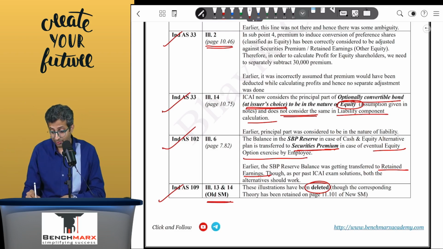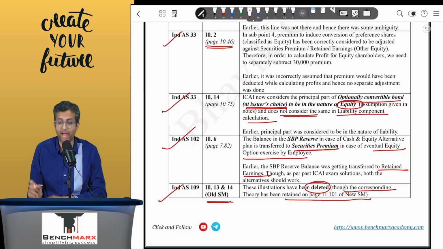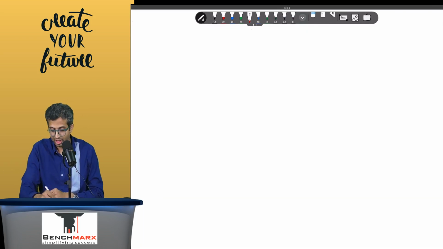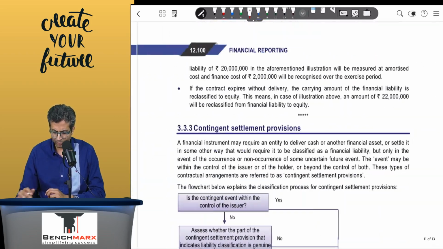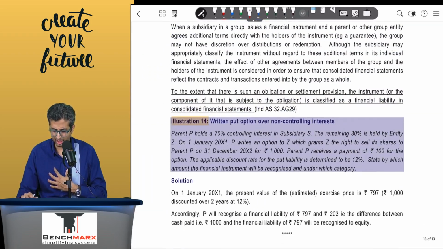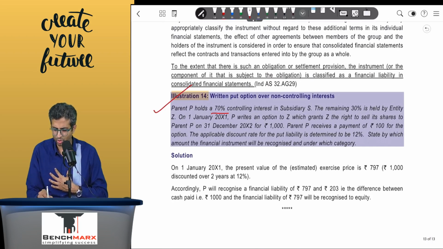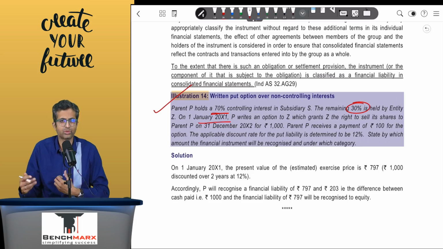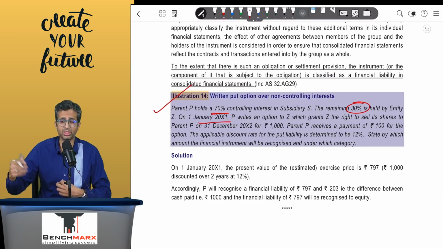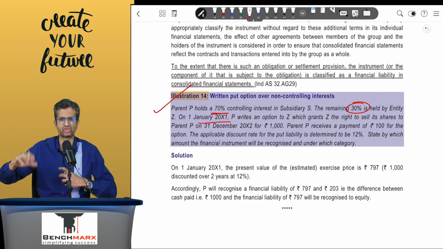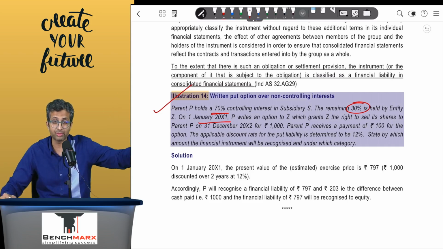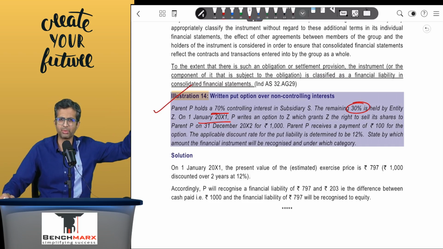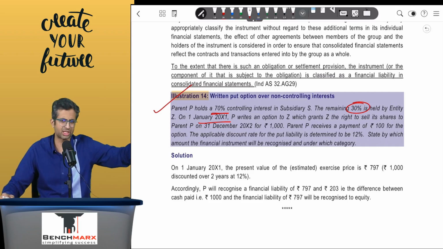The theory for this still continues to be applicable, in the sense they've retained the theory. So over here, if I bring that up in front of you, this is a question which you might have seen, where there was a parent holding a 70% stake, and the remaining 30% was held by some other company. We wrote an option to buy that share, for which a special case was applicable, where we had to record a liability, then record some commitment to buy back other equity, etc.